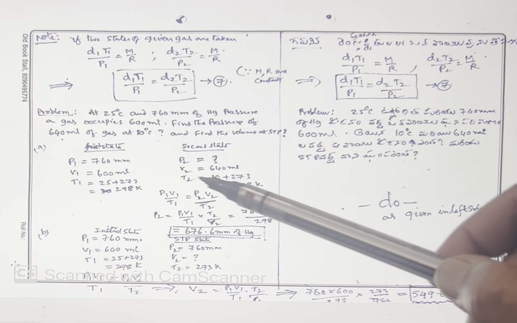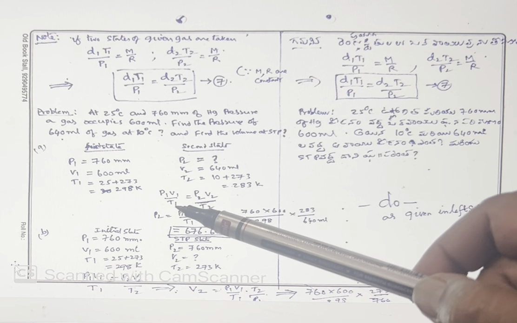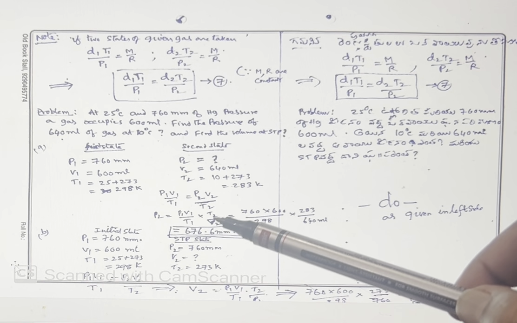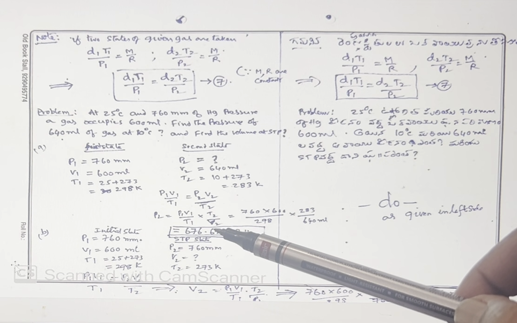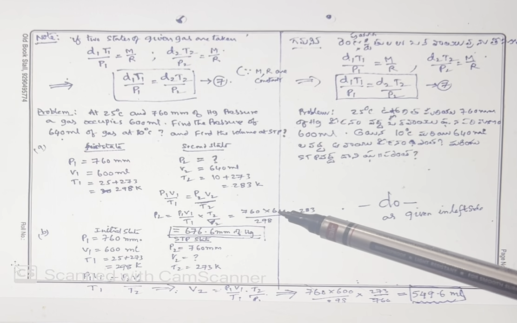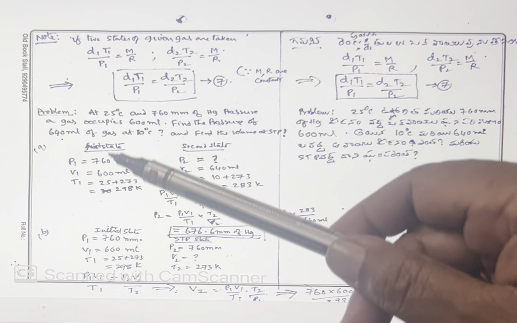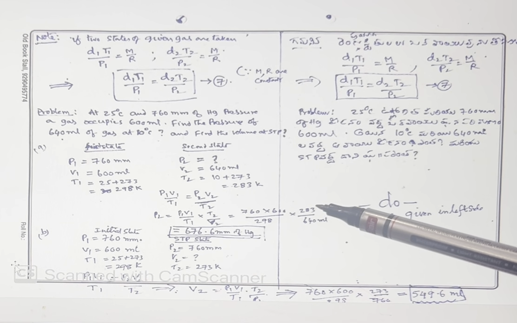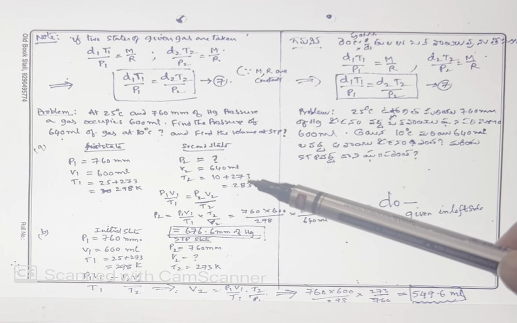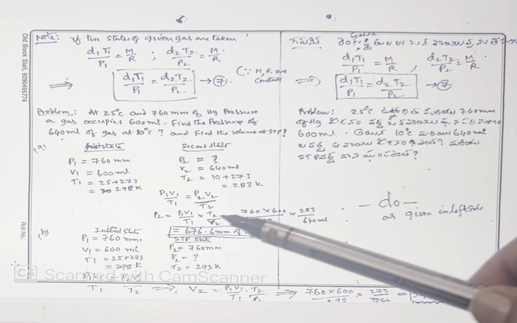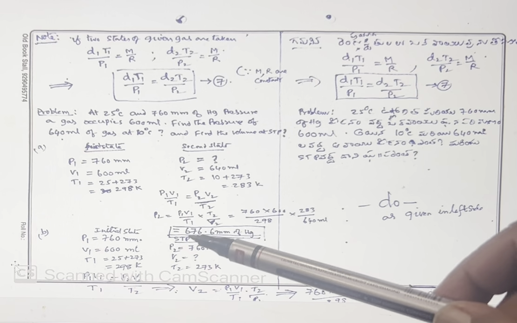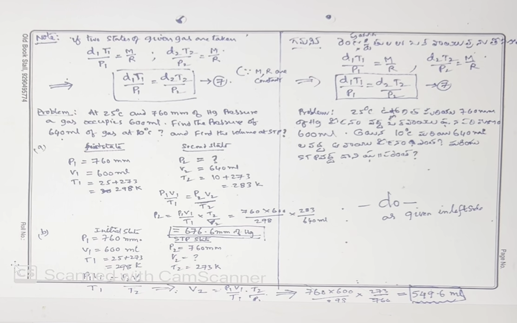So, you know the combined gas law, P1 V1 by T1 is equal to P2 V2 by T2. You want P2, so P2 equals P1 V1 by T1 into T2 by V2. So, 760 into 600 by 298 into 283 by 640. After calculation, you will get 676.6 mm of pressure. This is the final pressure in the first problem, the A problem.